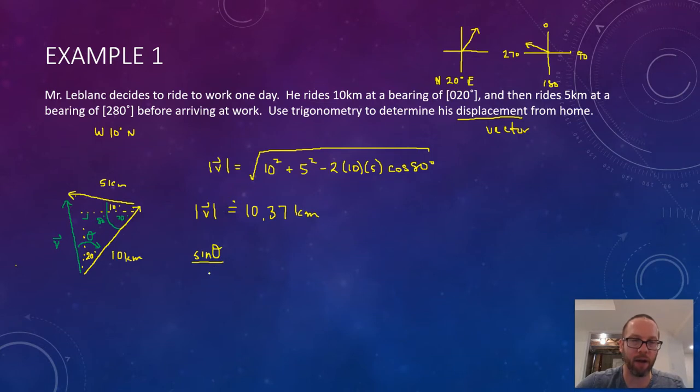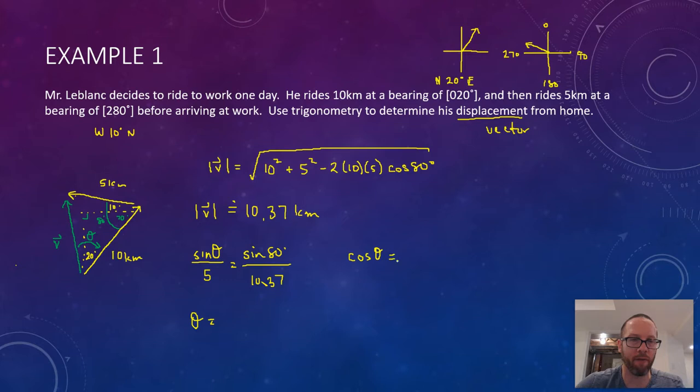So sine theta over its opposite side 5 equals the sine of 80 degrees and its opposite side 10.37. You can set it up that way and get your value for theta. Or if you weren't sure, because if that angle was obtuse, the sine law would fail. You guys learned that in your grade 11 course. You do have all 3 sides though, so you could use the cosine law.